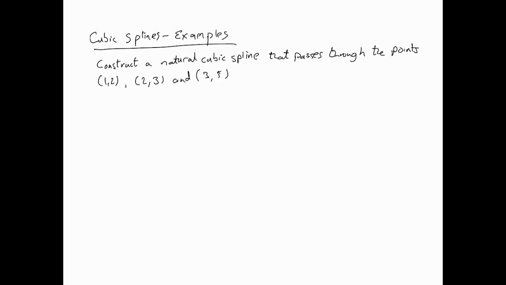In this video we're going to look at cubic spline examples. The question is: construct a natural cubic spline that passes through the points (1, 2), (2, 3), and (3, 5). There are two regions here. Our x data points belong to [1, 2], and the other one is of course [2, 3].